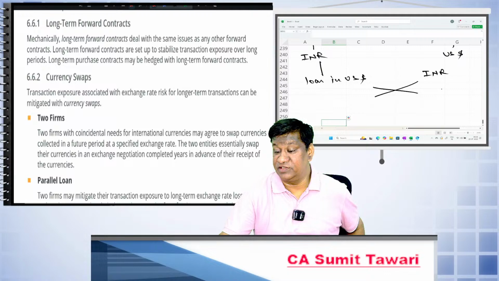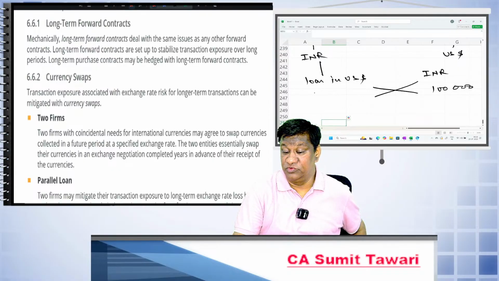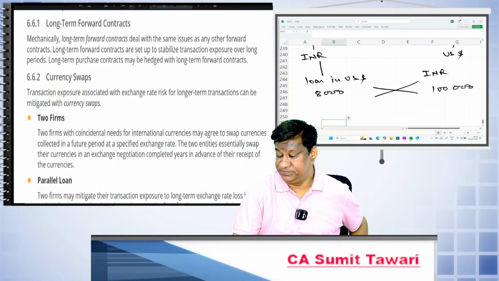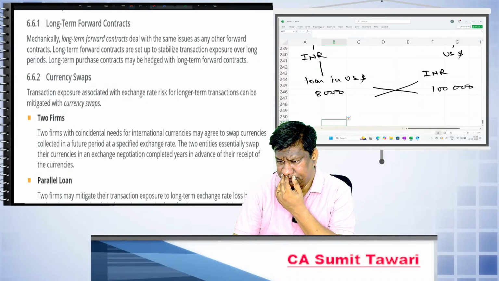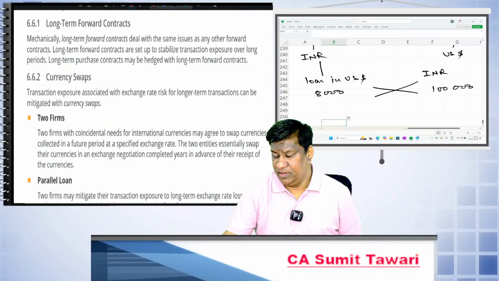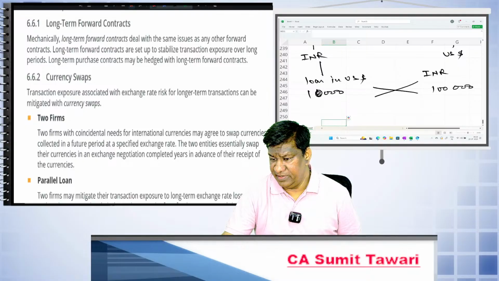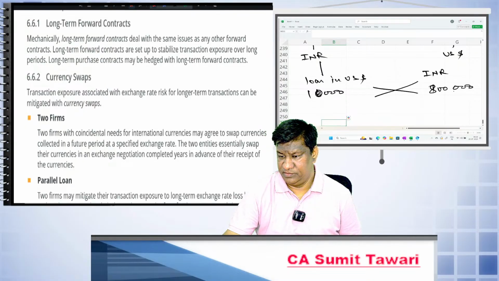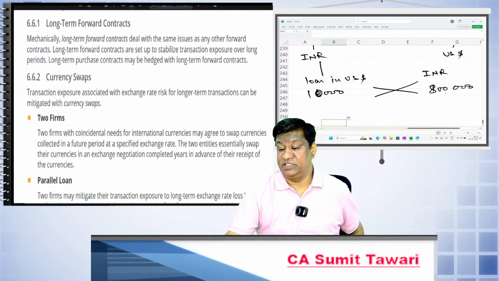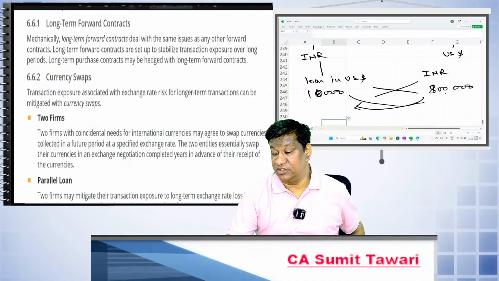Whatever the installment may be in INR, first they exchange the principal, say 10,000 US dollars, which at an exchange rate of 80 is equivalent to 8 lakh. So the 8 lakh loan taken by the Indian entity is given to the US party, and the 10,000 US dollar loan taken by the US entity is given to this party.